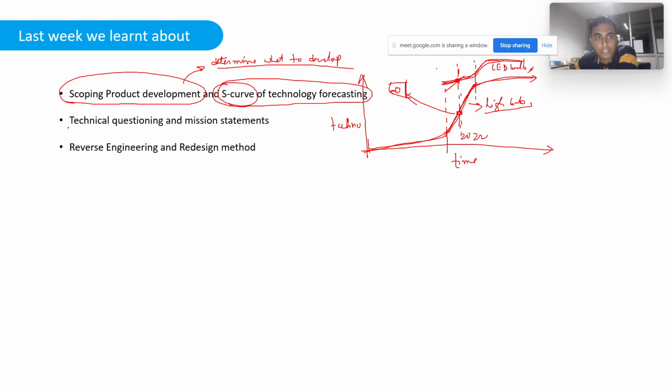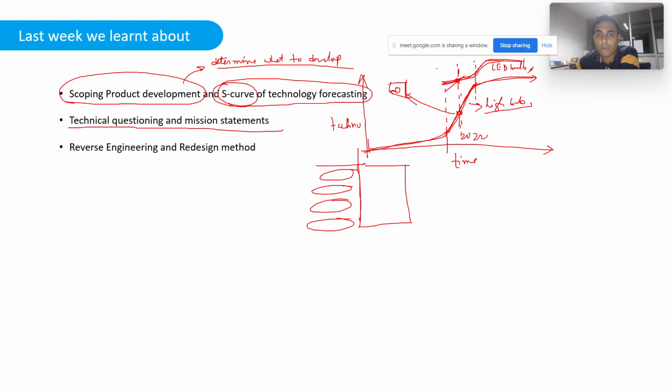In the last class also we discussed technical questioning and mission statement, which is basically you are questioning various requirements for a particular product, and then you arrive at a mission statement, which basically defines the overall agenda for your product. So mission statement. Okay. Then we discussed reverse engineering and redesign method.